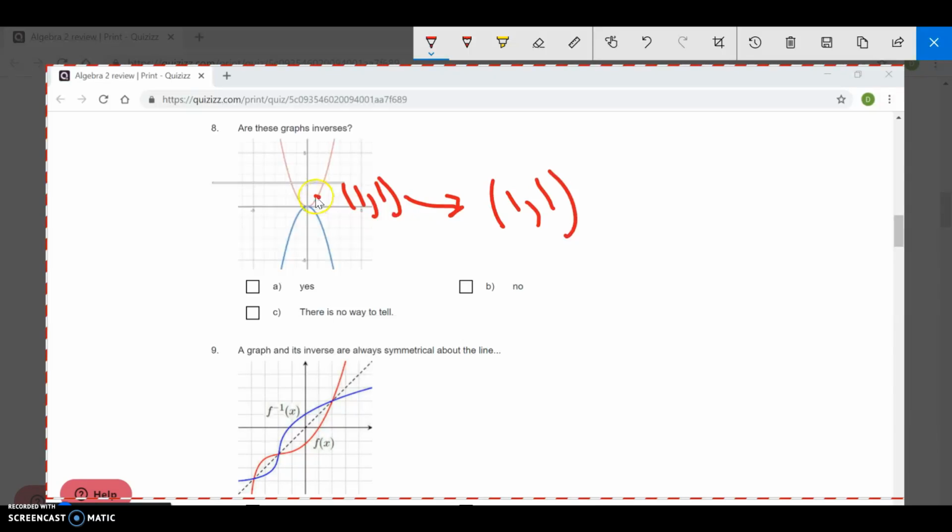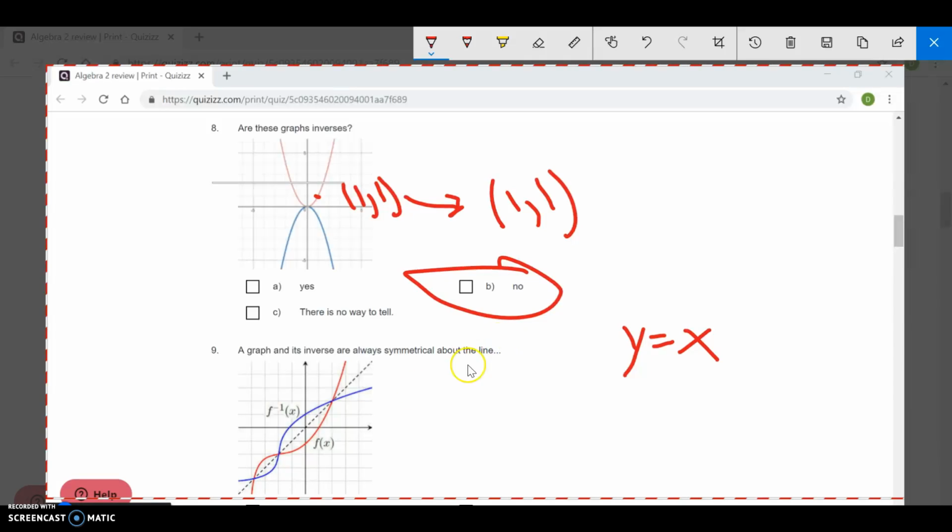Well, if that second point that I put on here does not land on the other graph, then it's not an inverse. So 1, 1, if I write it forwards and backwards, it's still right here. It did not land on the blue one. So that means that this is not an inverse. The other thing that you need to know about inverses is that they go across the line y equals x. It reflects across it.